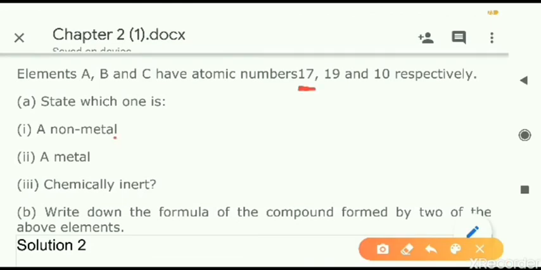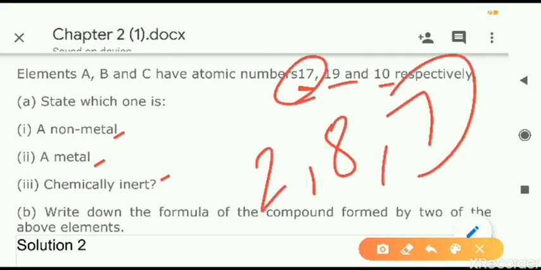It is a non-metal. Next one, element number 19, that is potassium. It is a metal. Next one, element number 10, that is neon, is inert. If you don't remember the atomic number, then how will you do it? Atomic number 17, you see the configuration comes 2, 8, 7. Outermost electrons are 7. That means it is group number 17. So there also you can say non-metal. This you can do in case you don't know the atomic numbers.